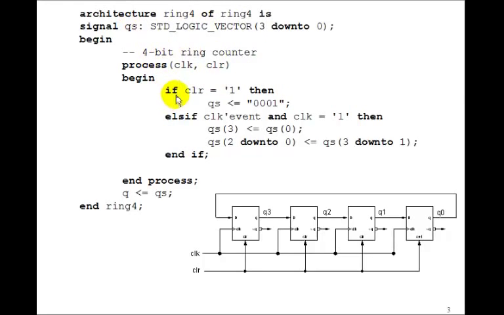The only difference is that instead of clearing QS, when clear goes to high, we're going to have QS go 0, 0, 0, 1. That will start a 1 going in here, you see. Else on the rising edge of the clock, remember clock'event and clock equals 1 is the rising edge of the clock, Q3 now gets Q0, and then QS(2 down to 0) gets QS(3 down to 1). And then we set Q to QS.